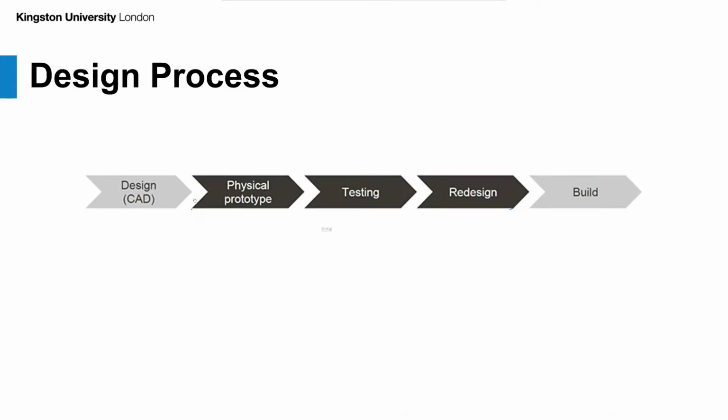As you can see here, whenever they come up with a design, they of course start by designing it using computer-aided design software and then put it into actual practice. But in order to do that, they have to make a physical prototype and put it to testing, and if they are not happy with it, they have to go back, redesign it, make another physical prototype, and then put it to actual testing.